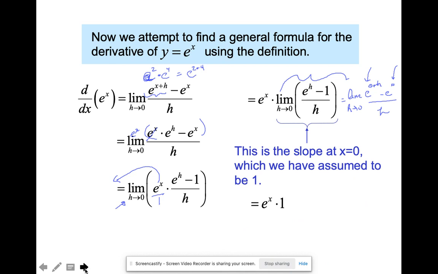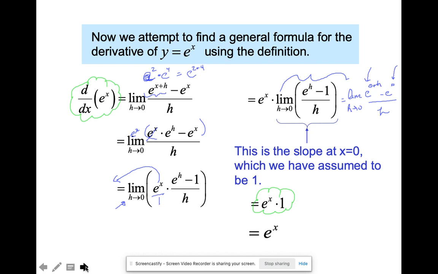So what did we just do here? Hold the phone. The derivative of e to the x is e to the x? I mean, that's crazier than the derivative of sine being cosine.